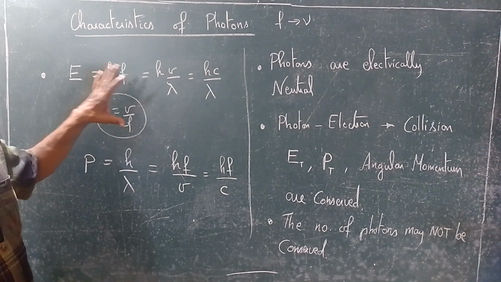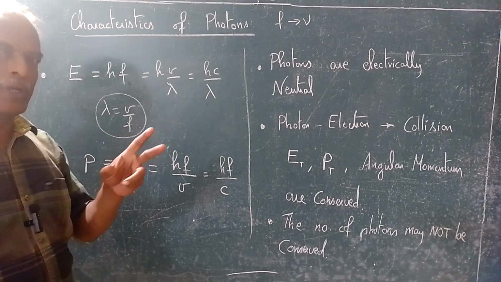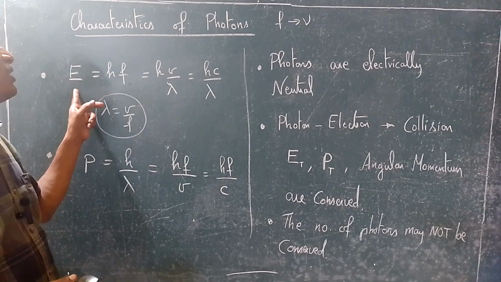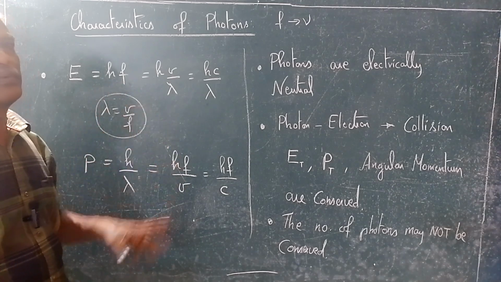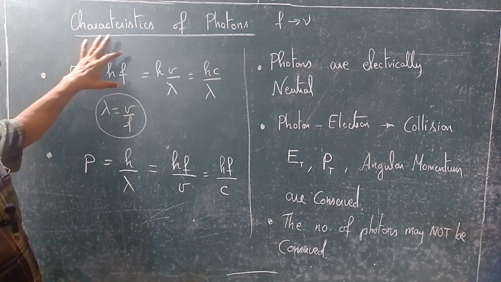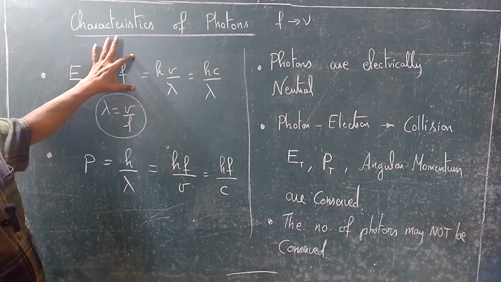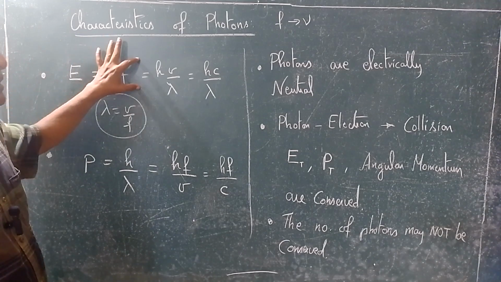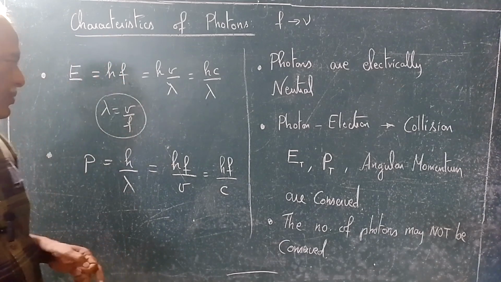So in this point, we have 2 points. One point is the energy of the photon, which is h into f. So the energy increases if frequency increases, and the energy decreases if frequency decreases. This is the second point.